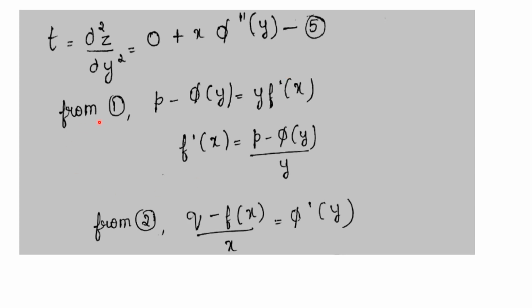So from equation 1, p minus phi of y is equal to y into f dash of x. Therefore, f dash of x is equal to p minus phi of y divided by y. This y will get divided in the denominator. Similarly, from equation 3, q minus f of x is equal to x into phi dash of y. Therefore, phi dash of y is equal to q minus f of x divided by x. So now we need to substitute this f dash of x and phi dash of y both in equation 4.